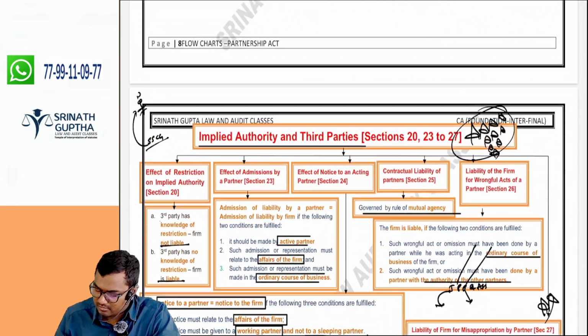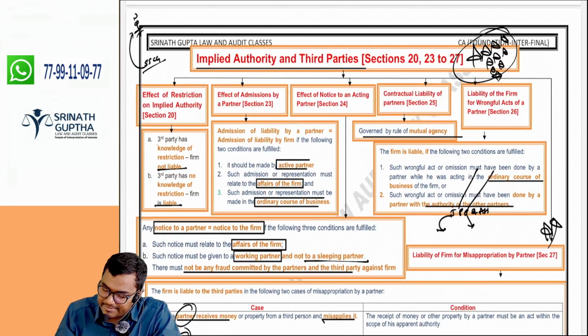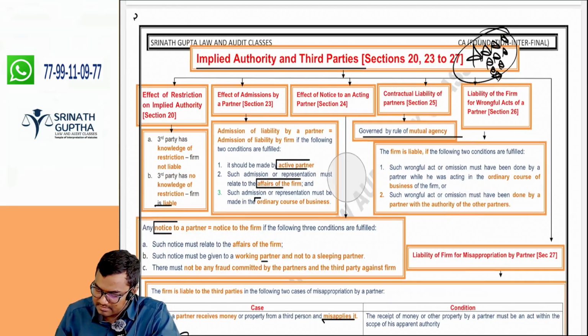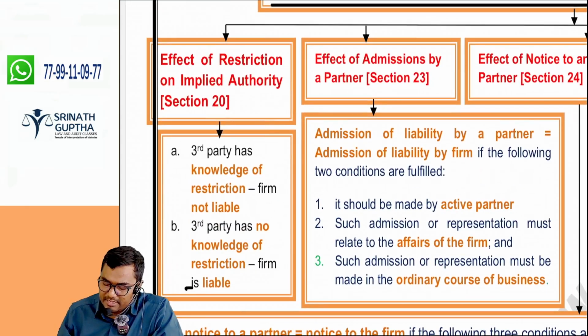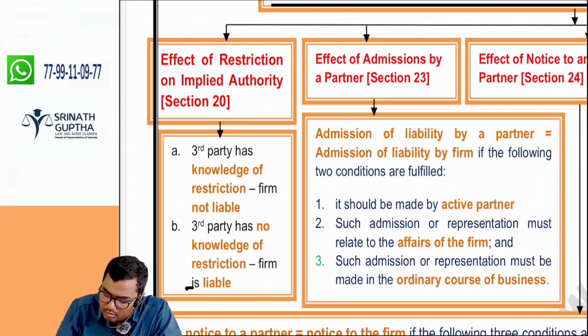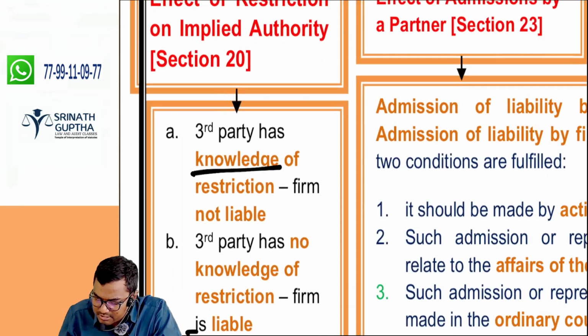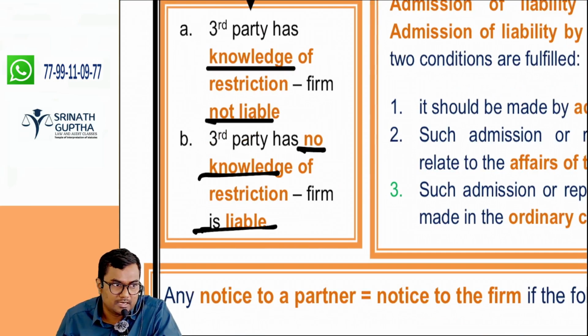Then that question is also important. Last concept, very very important from the exam point of view: implied authority and third parties. Sometimes the exam also asks the date question. So first, the effect of restriction on the authority. We are restricting the authority of a partner: he can't buy the goods, he can't sell the goods without the consent of other partners. Generally, a partner has the right to buy and sell goods, but we are restricting his authority. If the third party knows about the restriction, then the firm is not liable. If the third party doesn't know about the restriction, then the firm will be liable to the third party.